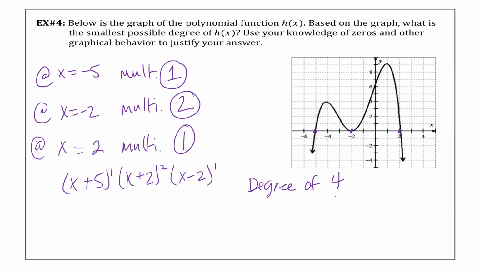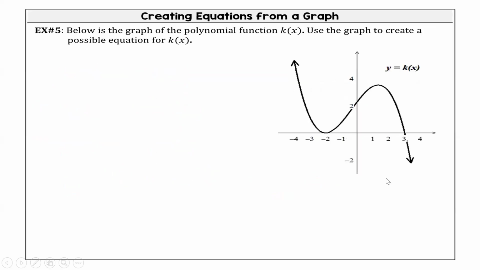All right, we're going to try it again. This is the smallest possible degree. Yeah, 4 would be the smallest. All right, try it again.